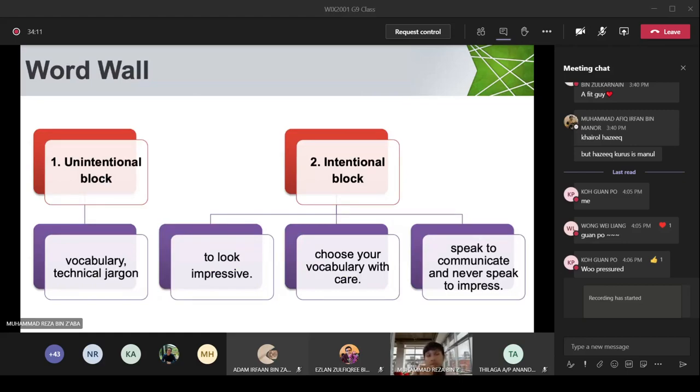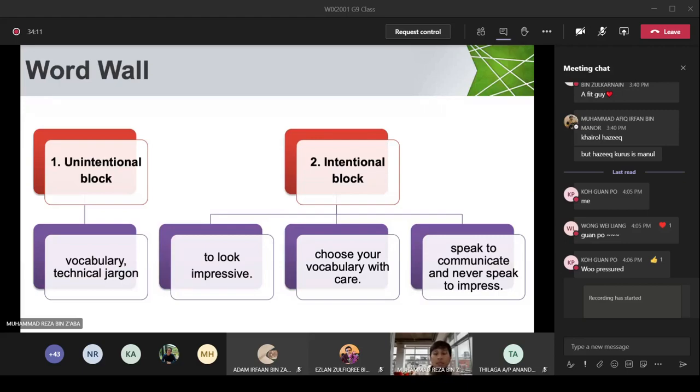Word wall includes, like I mentioned, using technical terms to describe something to a person that does not have that particular background. And sometimes you choose words that are bombastic to impress somebody, basically. So you use these very canggih words, okay?